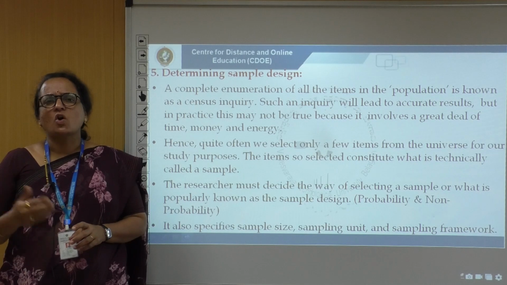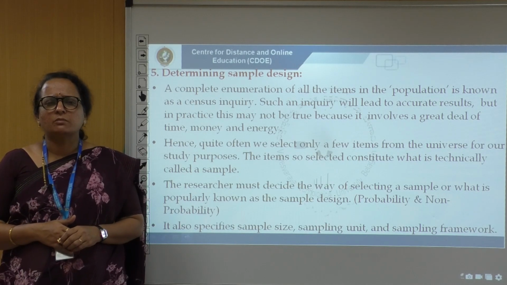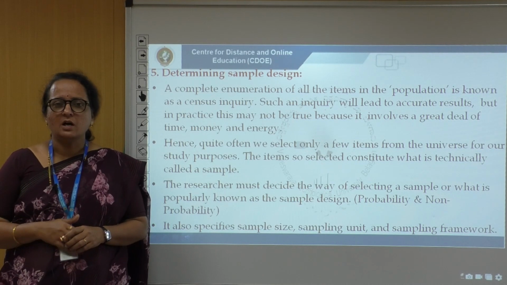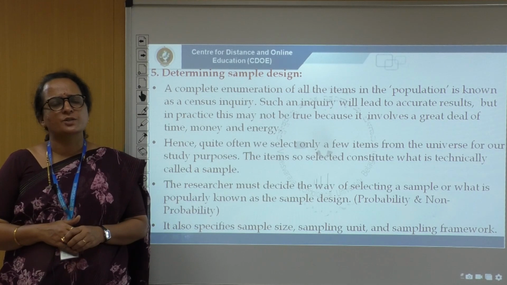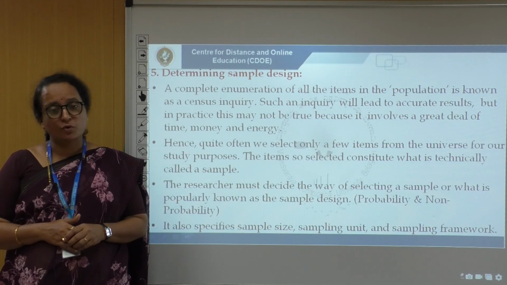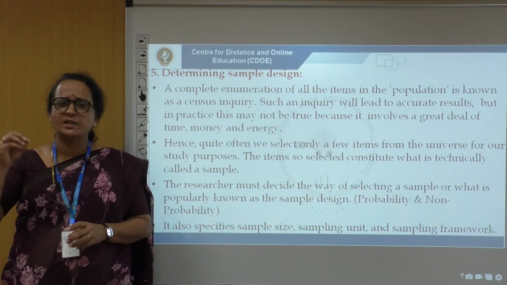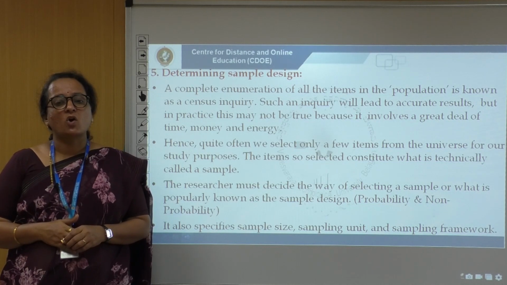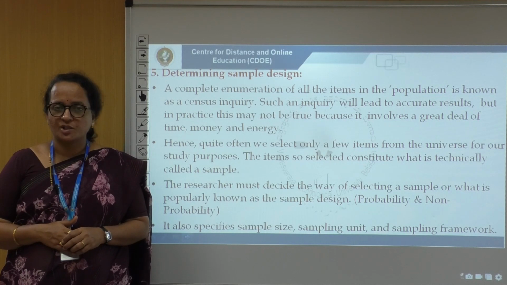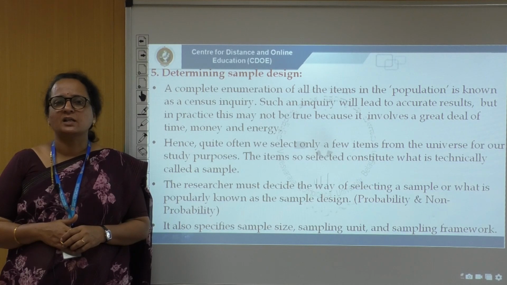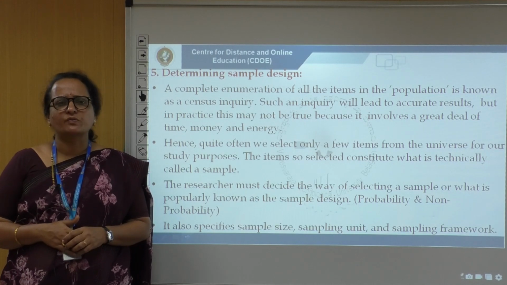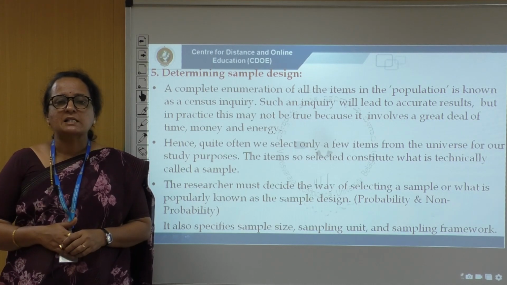But that is not possible in all cases. Mostly in social sciences or in business research studies, census survey is not possible. Complete enumeration of all the items in the population is called a census inquiry. Such an inquiry, of course, will lead to better results. When you are inquiring each and every unit in the population, the results will be highly accurate. But in practice, this may not be true because it involves a great deal of time, money and energy. And in most of the social science research studies, census survey is not practical. It is not feasible also. So hence most of the social science researchers rely on sample survey.